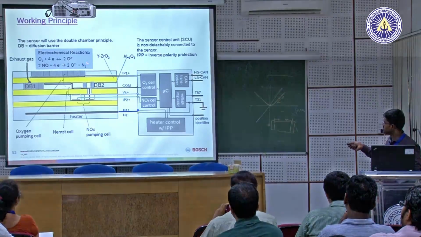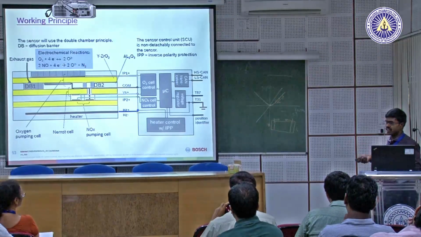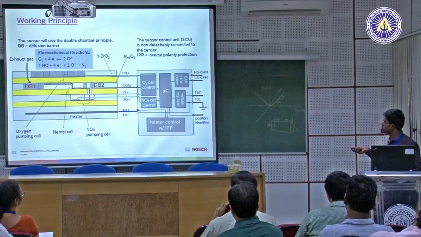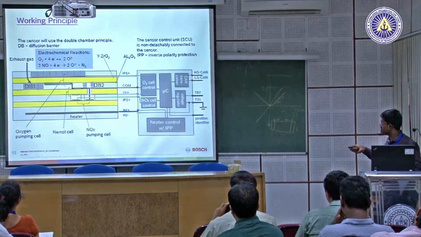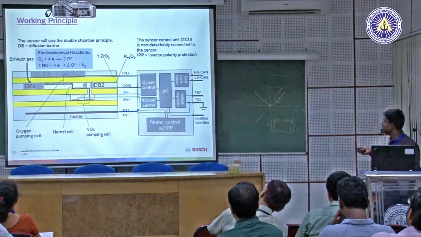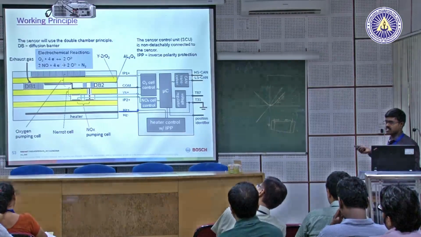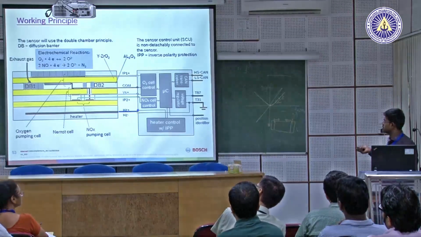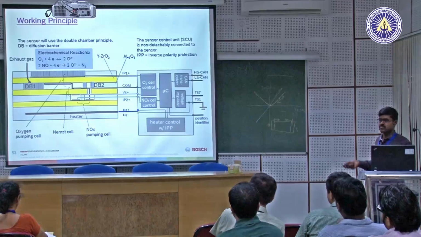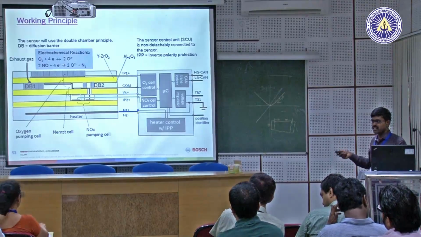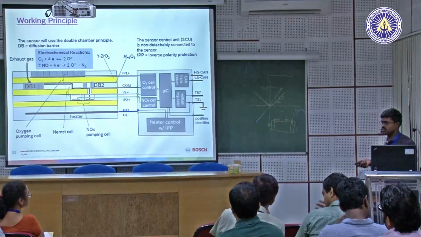2 NO is split into O2 and N2. N2 is again nitrogen, harmless. So you are calculating this O2 again; the amount of current calculates the NO. That is how this works. So this NOx sensor is used both to know the oxygen content in the exhaust gas and also the NOx content.